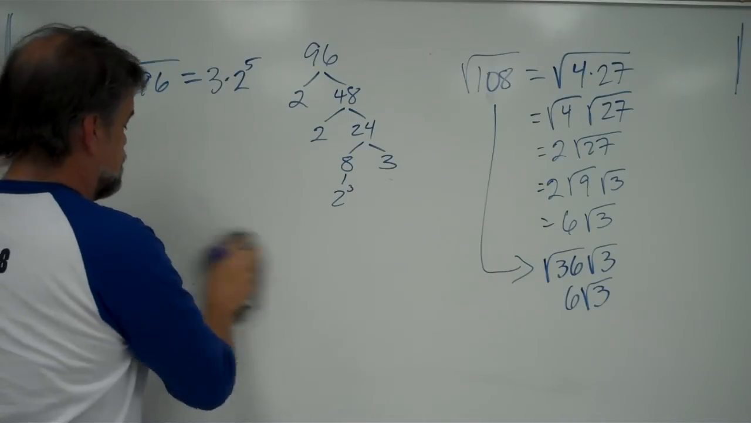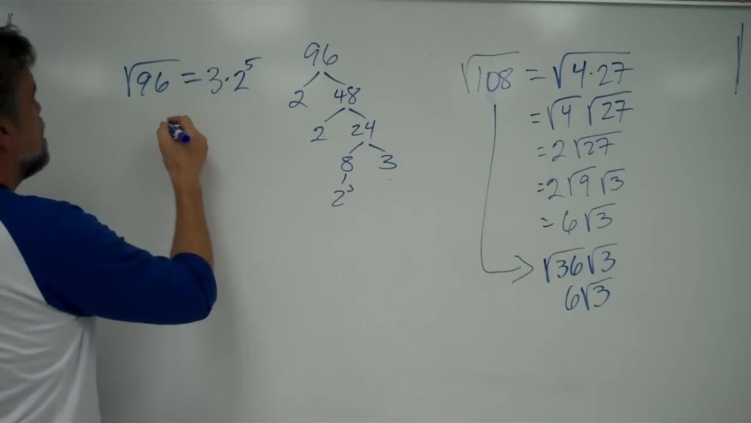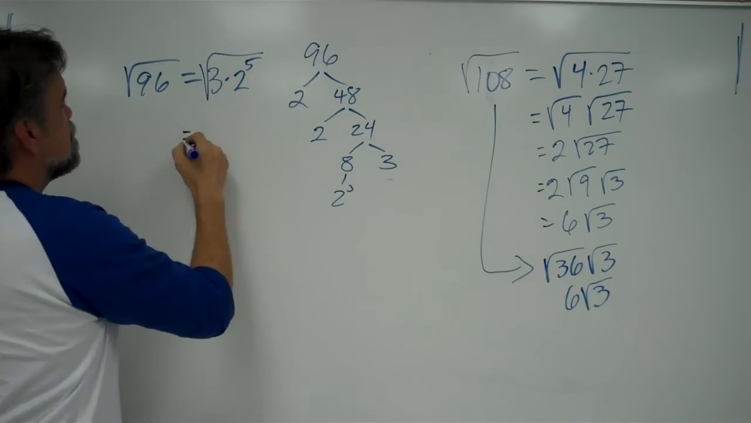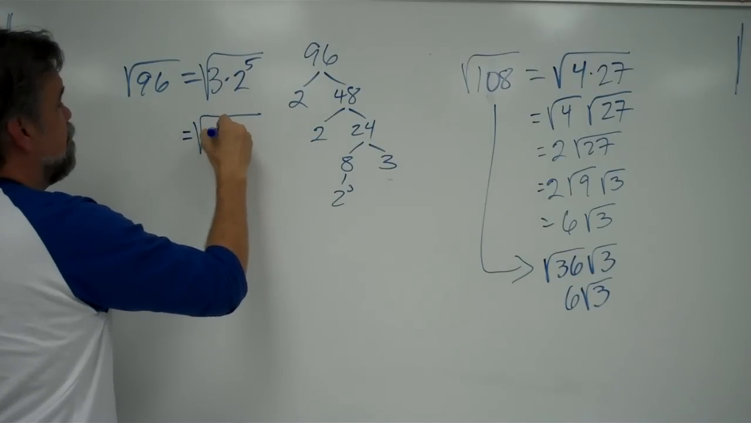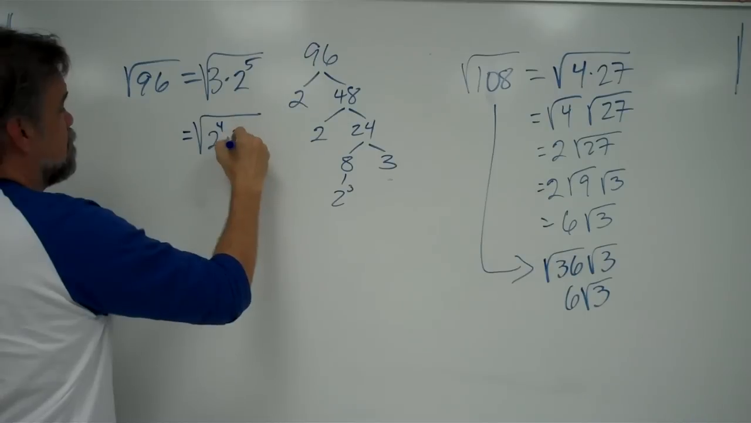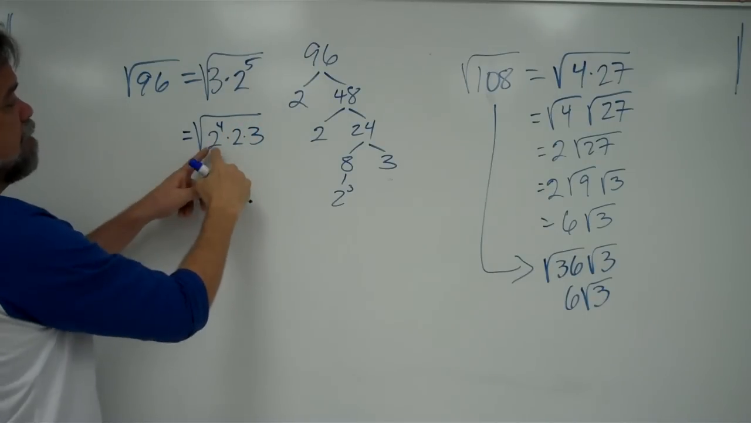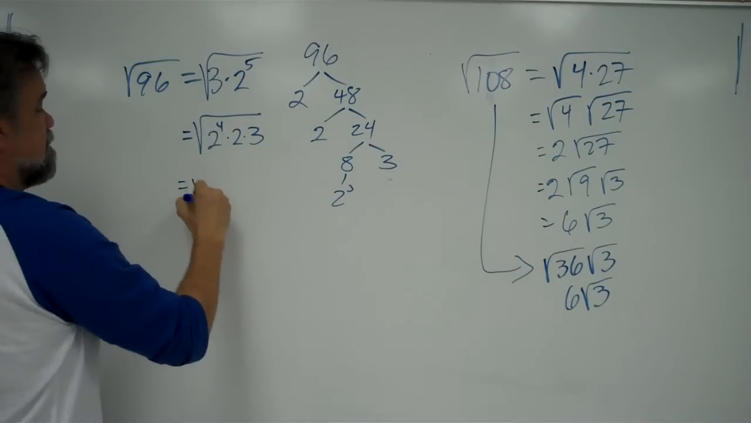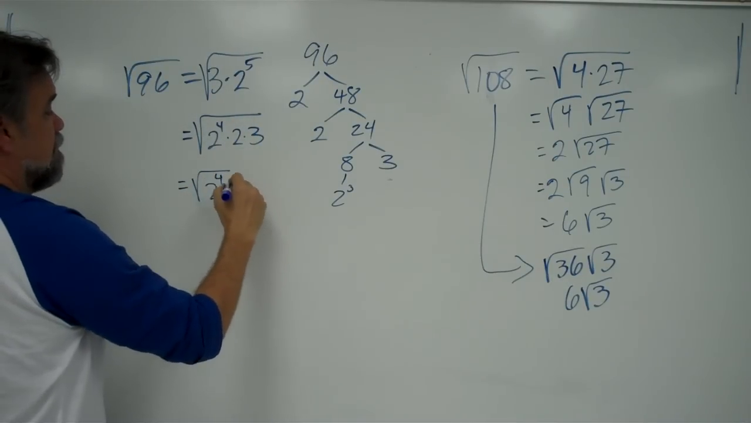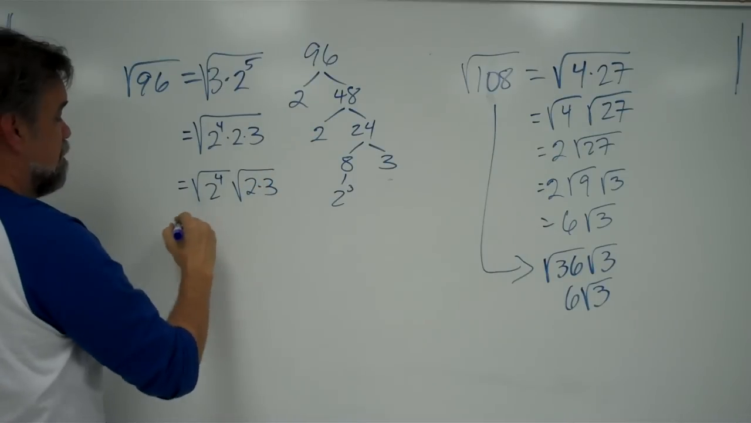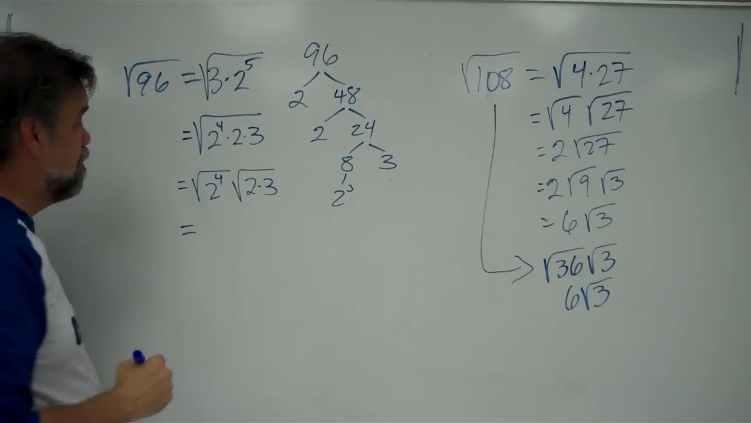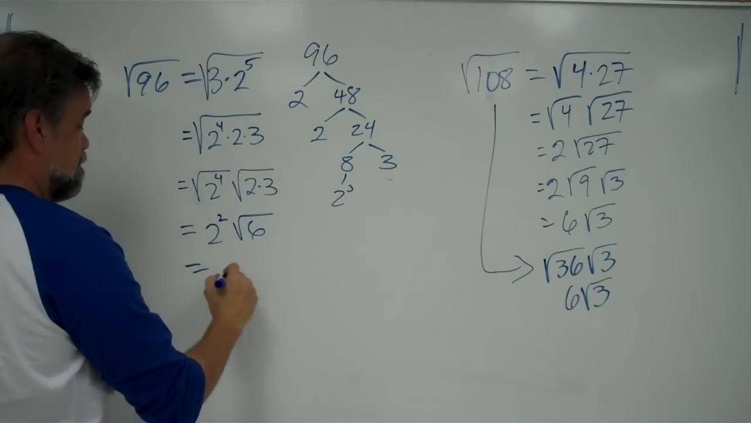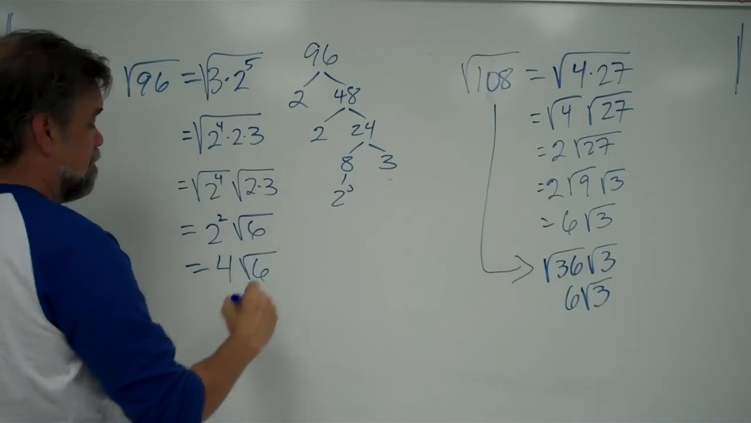All right. So the square root of 96 is going to be the square root of 3 times 2 to the 5th. So we're going to say that's the square root of 2 to the 4th times 2 times 3. Okay? 2 to the 4th times 2, that's 2 to the 5th. And there's your 3 there. So that's going to be the square root of 2 to the 4th times the square root of 2 times 3. Square root of 2 to the 4th is 2 squared, and that's times the square root of 6. And 2 squared is 4. And there we go.